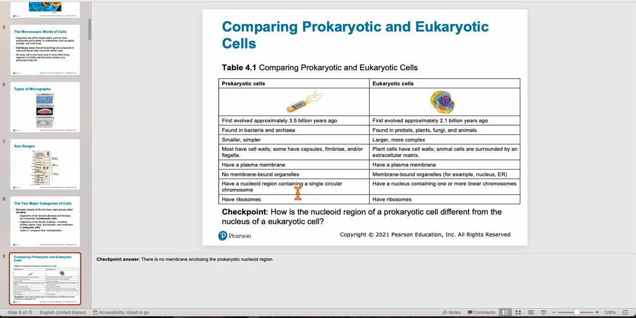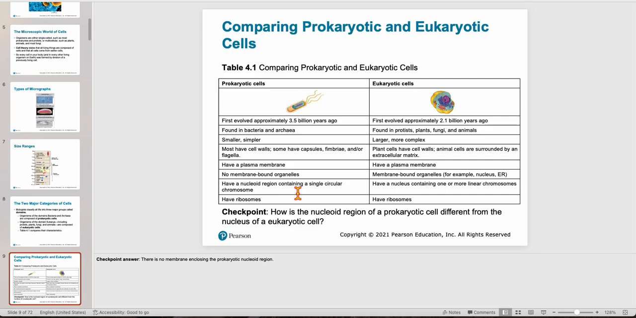So they have a single circular chromosome. So these are the characteristics of prokaryotes. Very important to put on a flashcard. That's one of the reasons why these lecture series are including tips to study.